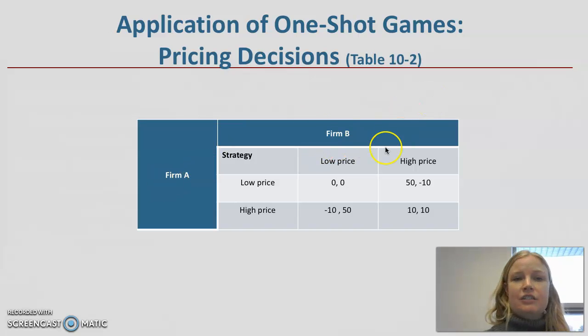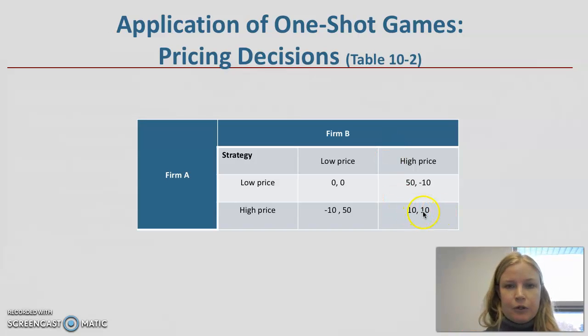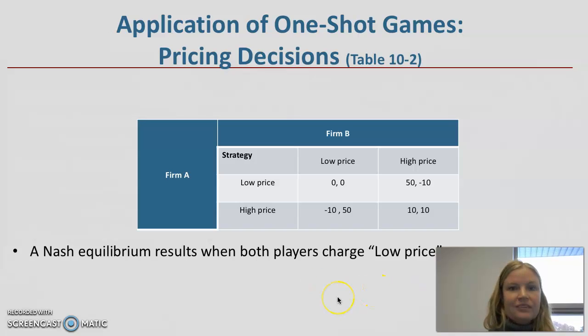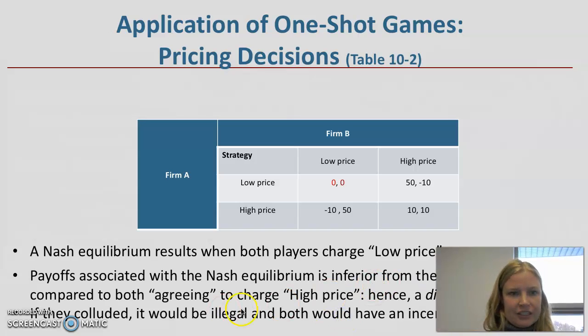So what's going to happen is you have to think it through a little bit more. So think, okay, if we are both charging a high price, so I'm firm A, we're both charging a high price, would firm B have an incentive to lower their price? Yes, they would, because they get $50 in that case. Would firm A have an incentive to lower their price? Yes, they would, because they would get $50 in that case. So this 10 and 10 is not a Nash equilibrium because people would have an incentive to change. The Nash equilibrium is 0, 0. So that's why I was confused. Hopefully me sharing that helps you guys out.